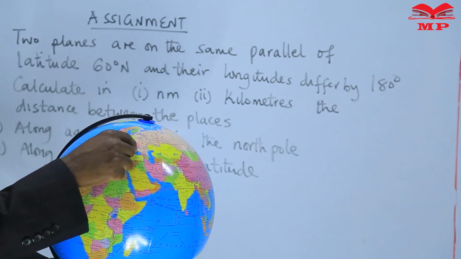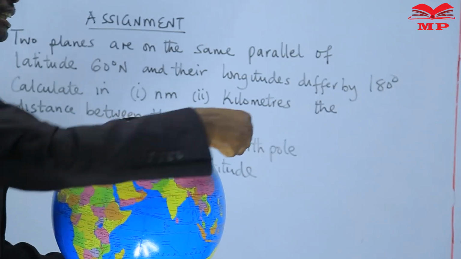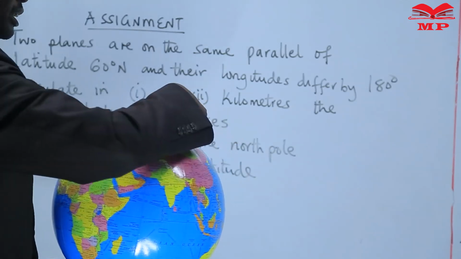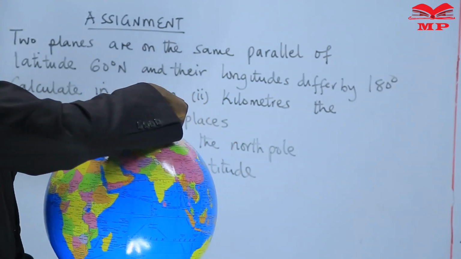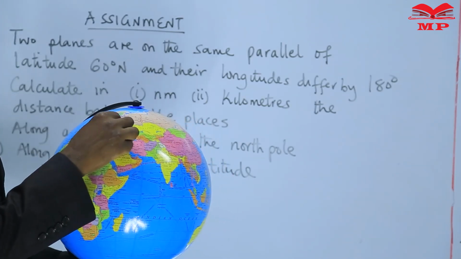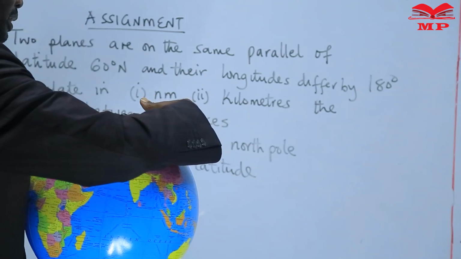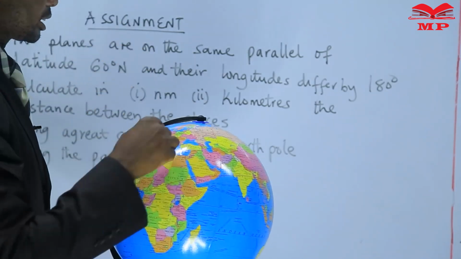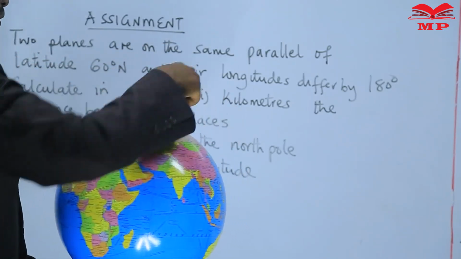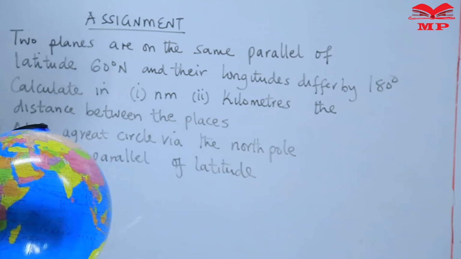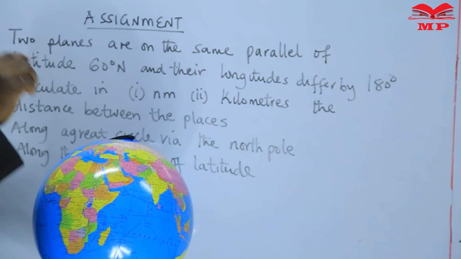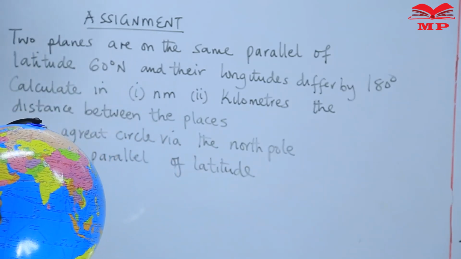And their longitudes differ by 180, which means another one is exactly directly opposite, a half turn. If you make a half turn, 180 degrees, you'll get the other one. Yes, they lie on the same latitude, but their longitude difference is 180 degrees. The other one is directly a half turn, but on the same latitude. So calculate in nautical miles and in kilometers, distance between the places along a circle via the North Pole.